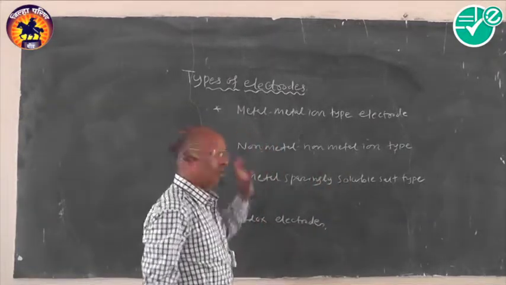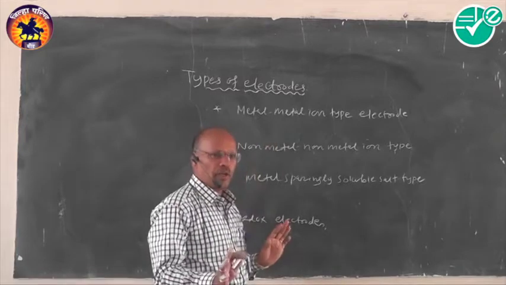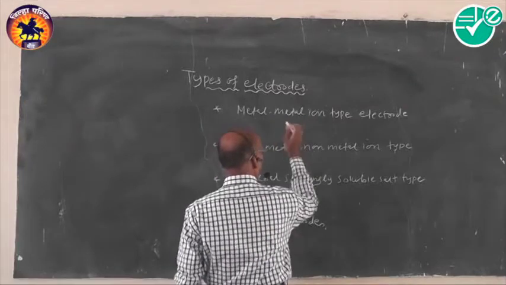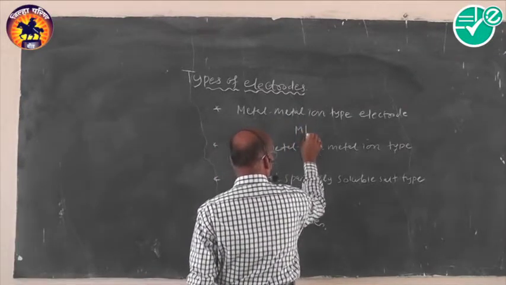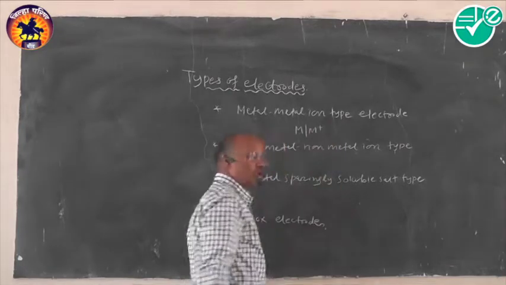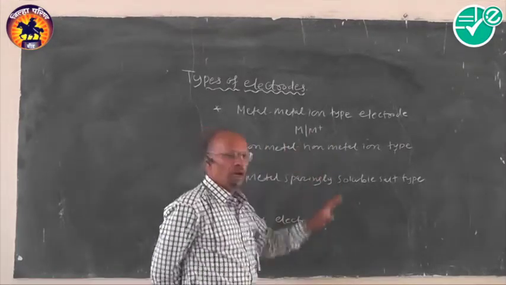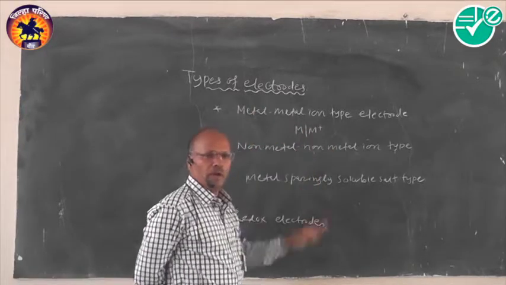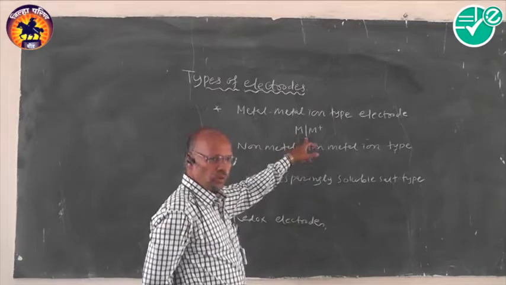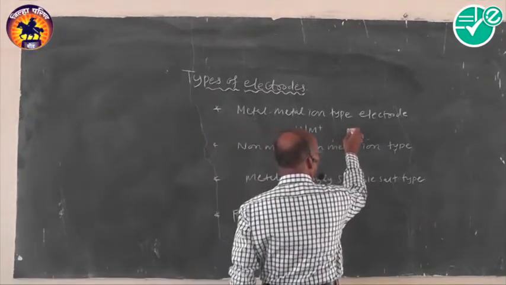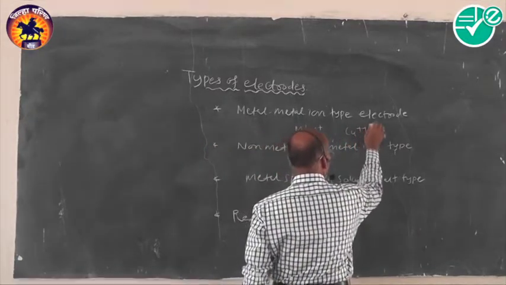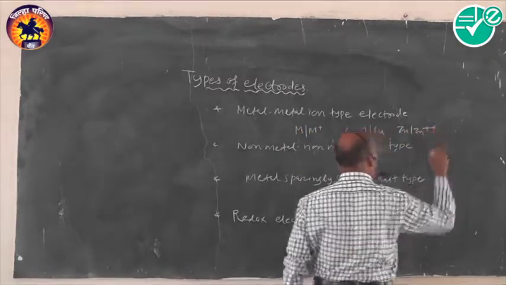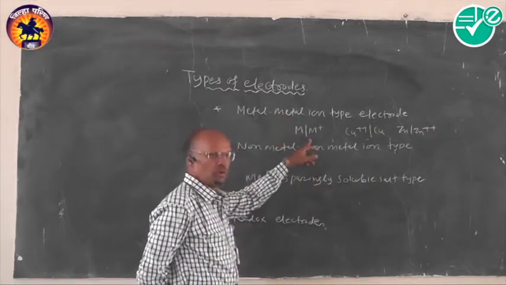Now, how to define and explain the types of electrodes? At the first, a metal ion type electrode is represented like this. It is the electrode in which metal is in direct contact with its own ion solution. The electrode is called a metal ion type electrode. For example, for simplicity, the copper electrode like this, or the zinc electrode like this. Metal in contact with its own ion solution, the first kind of electrode.